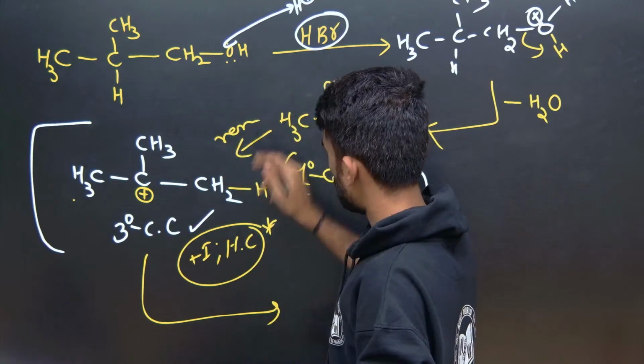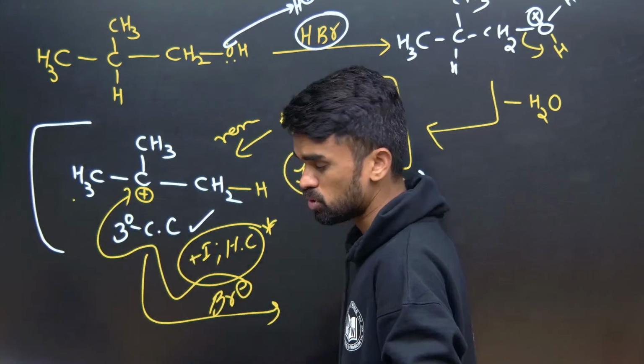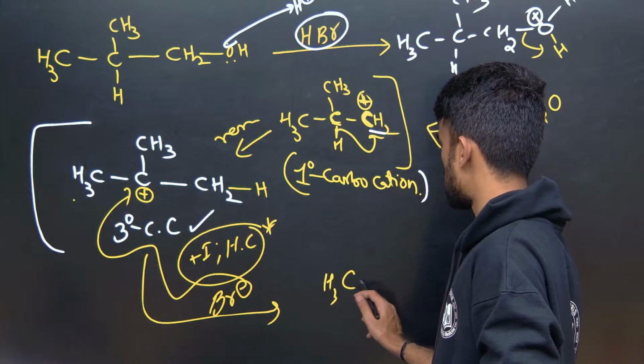Finally, what happens after this rearrangement? Whatever the negative part we have, Br minus, the nucleophile, it attacks on this position and gives us the final product something like this.